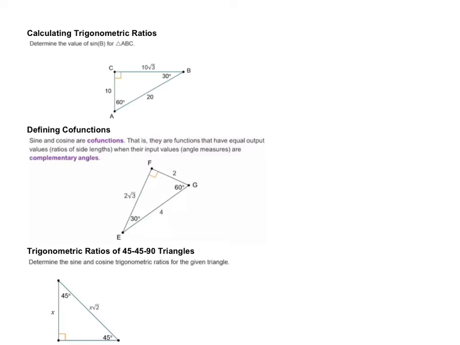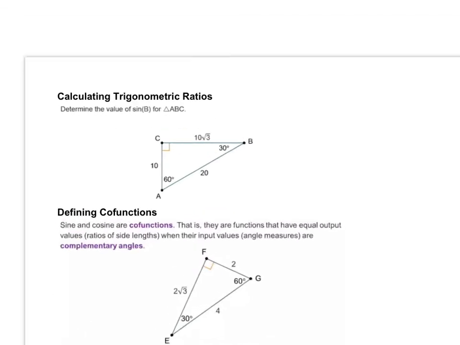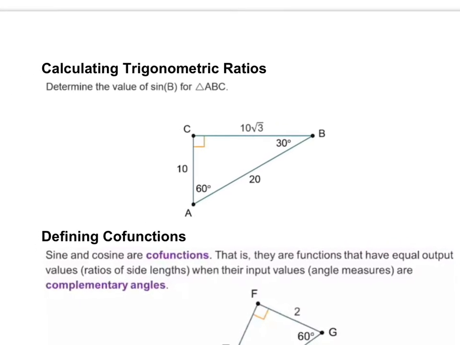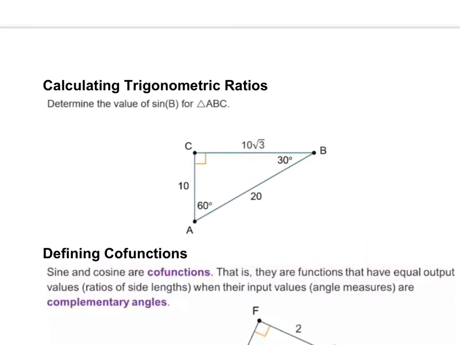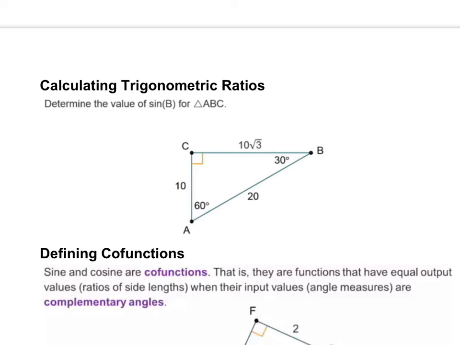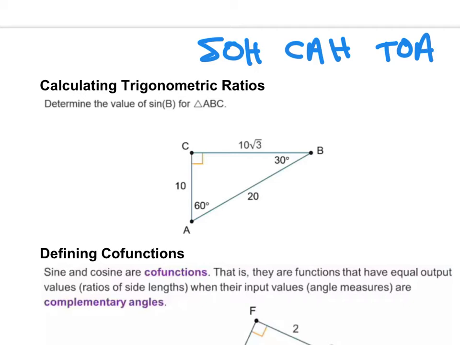Okay, so now that we've gone through all that, let's see how it applies. What I want to do is calculate the trigonometric ratios. This one says determine the value of sine of B for triangle ABC. First, I want to write out what we had on the previous page, and that was SOH CAH TOA. Don't ever forget that. If there's one thing you need to remember from geometry class, you will remember not only that Pythagoras is Mr. Police's friend, but you will remember SOH CAH TOA.